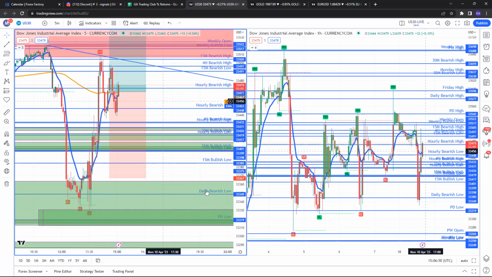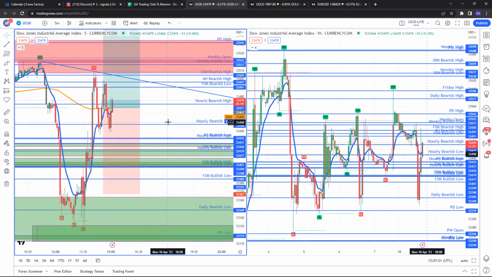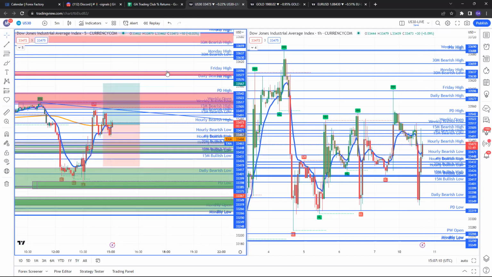And here's the other thing with this daily bearish low, and why I prefer the weekly bullish low to the daily bearish low. Ideally, if you're buying, where do you want to buy? You want to buy low and sell high, right? So this daily bearish low means that we had a daily bearish high somewhere. Yeah, the daily bearish high was up here.